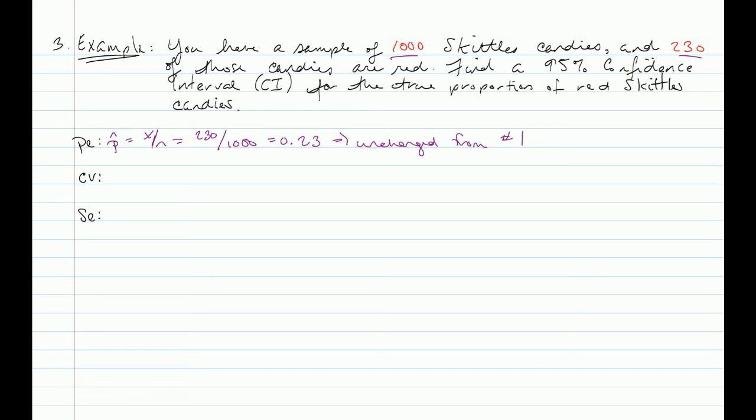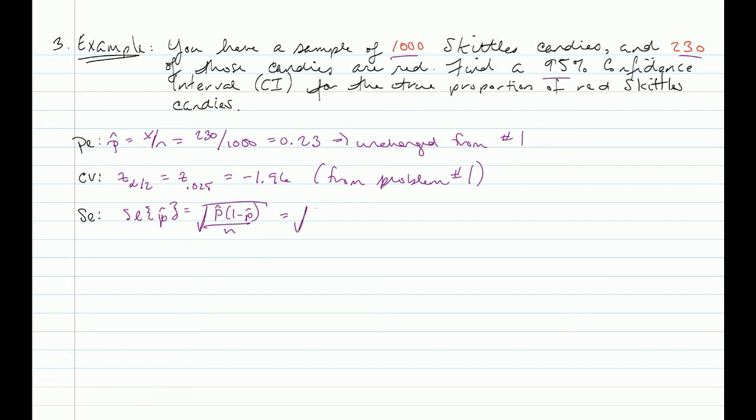Our critical value is just going to be z alpha over 2, which is z of 0.025, because we know that from a 95% confidence interval from problem 1, and that's negative 1.96. So this is unchanged. Our standard error is the standard error of p hat, that square root of p hat, 1 minus p hat over n. So we're going to do the square root of 0.23 times 1 minus 0.23, but now n is 1,000. So our standard error is 0.0133, and this is smaller than in number 1.